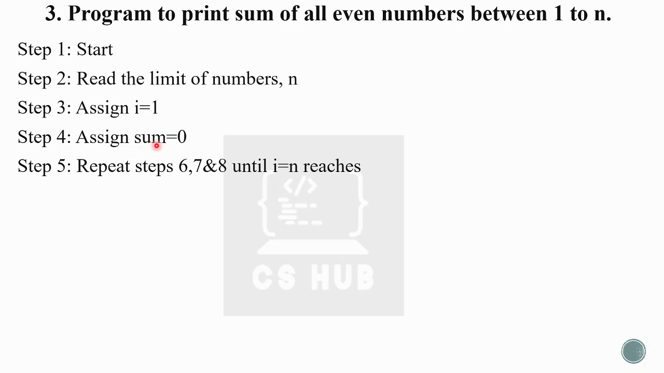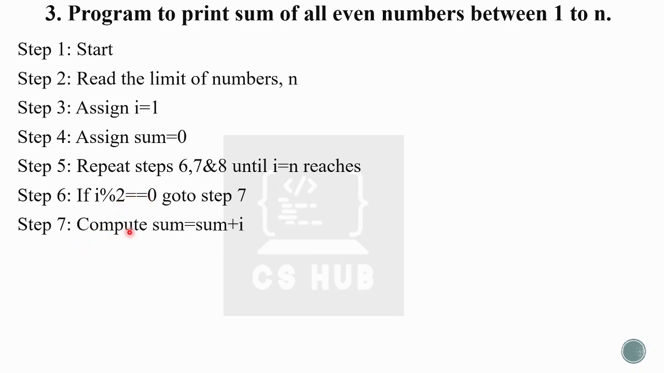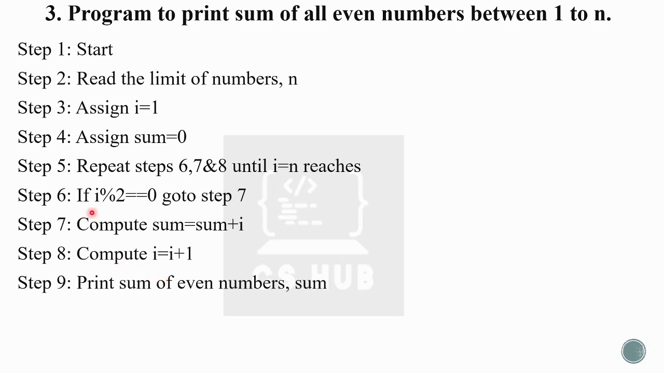Then we repeat the steps until I reaches our limit. First step is, of course, if I % 2 equal to 0, then go to step 7. In the next step we compute sum: sum equals sum plus I. Then again compute I equals I plus 1. After this loop exits, we print the sum of even numbers. Stop.